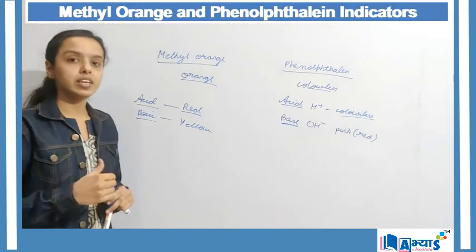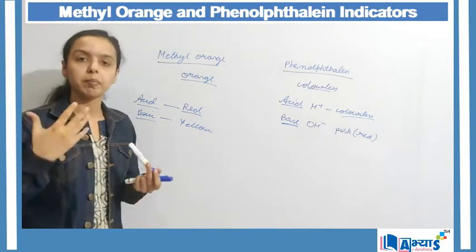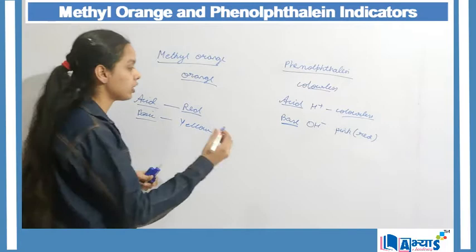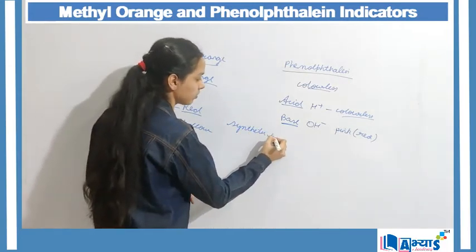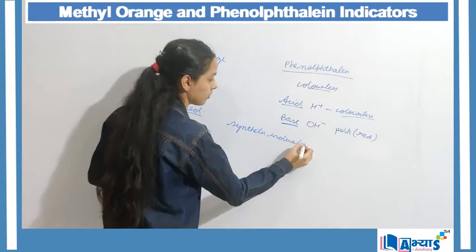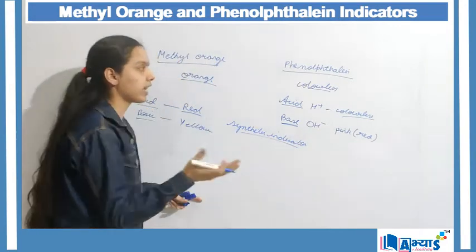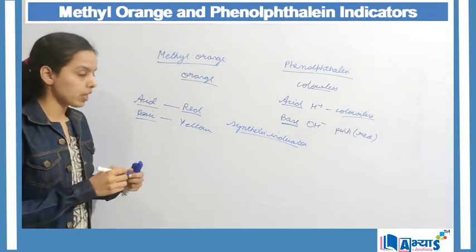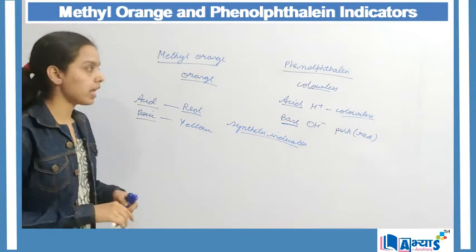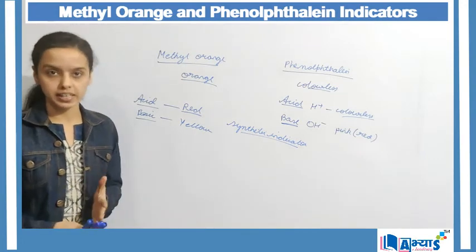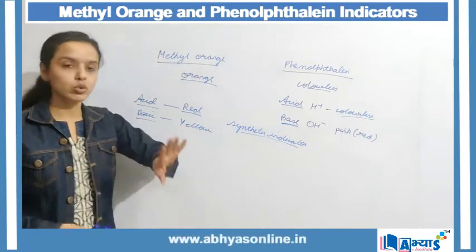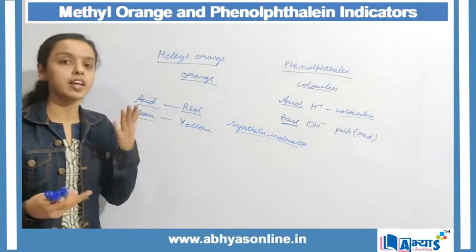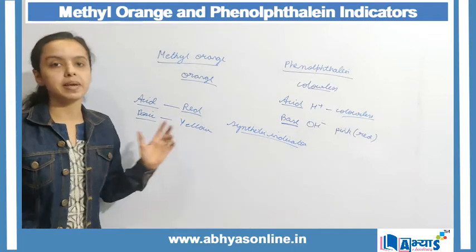Because these two indicators are prepared by man or in laboratories, they are referred to as synthetic indicators, like methyl orange and phenolphthalein. So in the end, we can conclude that we have discussed two important synthetic indicators. And indicators are those substances which change their color when placed into an acidic or a basic substance.